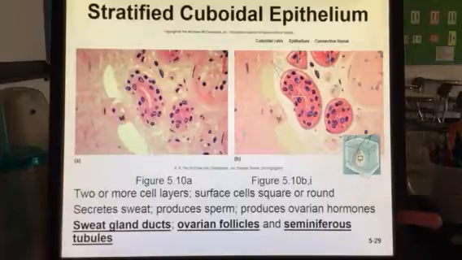Stratified cuboidal is 2 or more layers of square or round cells. We see these in sweat gland ducts, in our fallopian tubes, and our ovaries, and in the seminiferous tubules in men. This is hard to find. Those of you in the lab that are struggling to find this, it is hard. Usually we're just talking about 2 layers, so it's not as stratified as the stratified squamous.